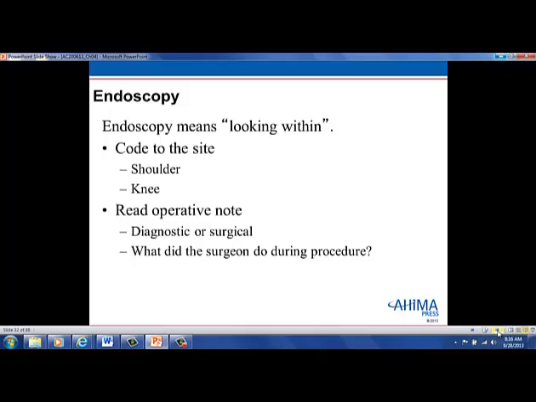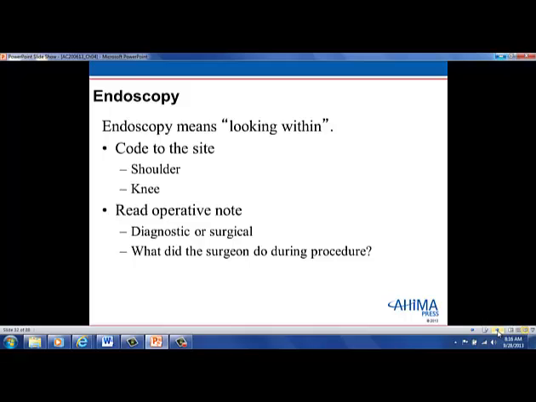Endoscopy means looking within. One must code to the site, such as the shoulder or the knee. The coder must also read the operative note and find out if it was determined to be diagnostic or surgical, and what the surgeon did during the procedure.